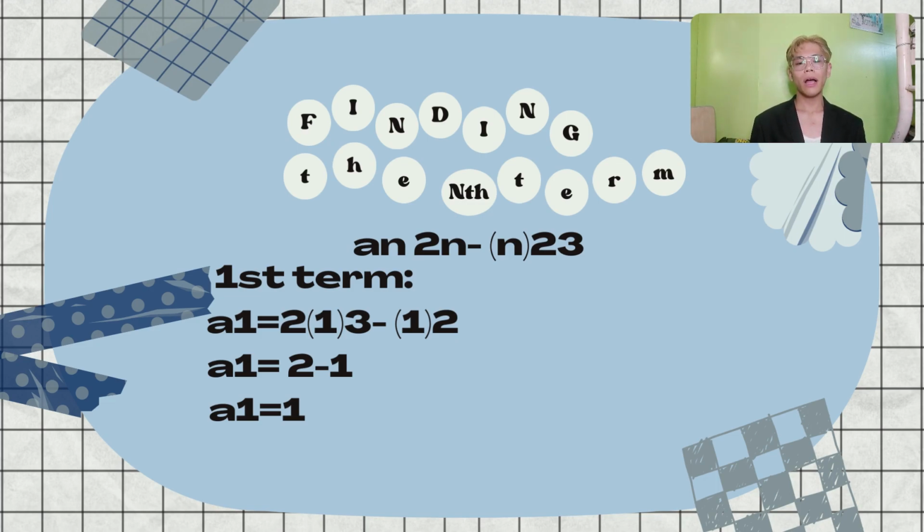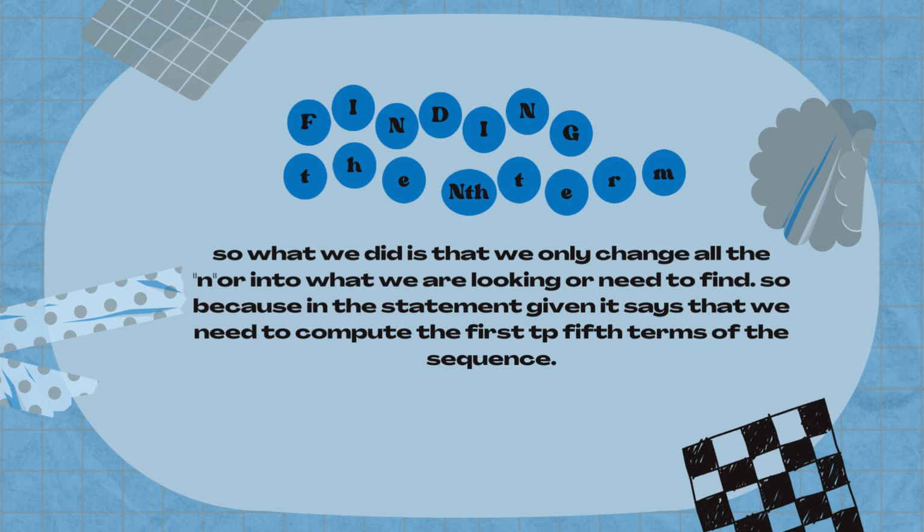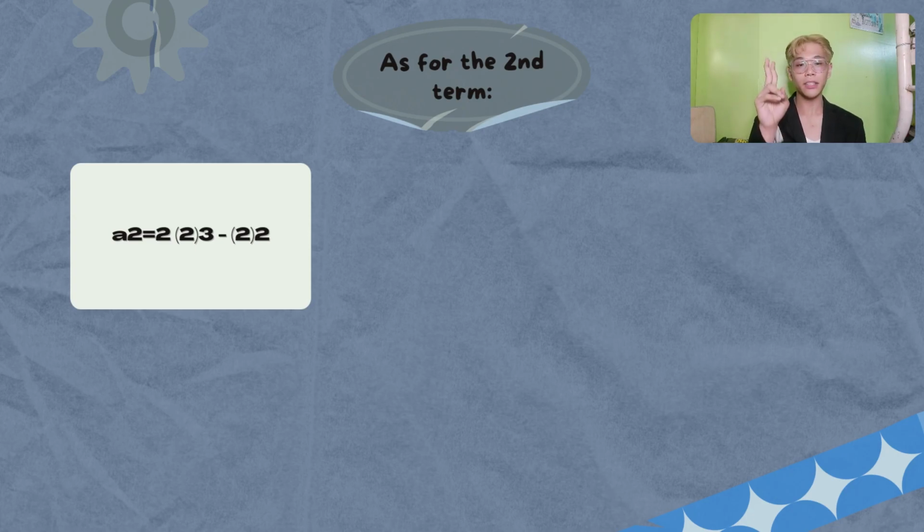And now we will be proceeding to the second term. We will just be doing what we did in the first term, just like what I've said. We will also change the n into 2, because this is the second term. First, we will be transposing the given into something like this, or a2 is equals to 2 times 2 raised to the third power minus 2 raised to the second power, or square.